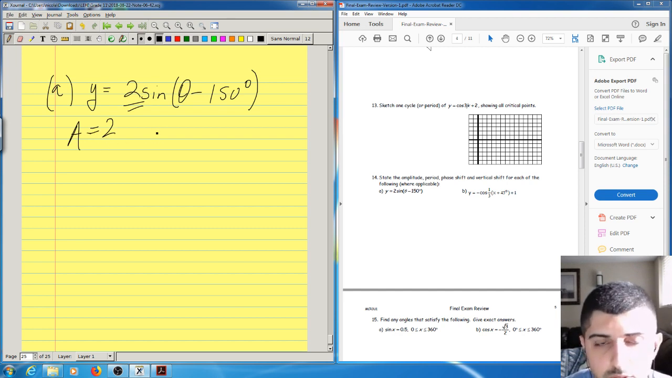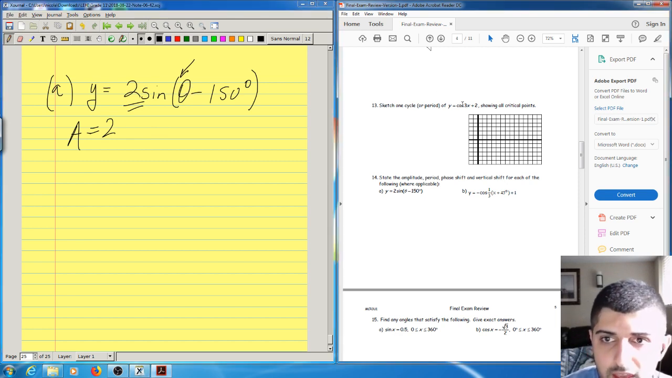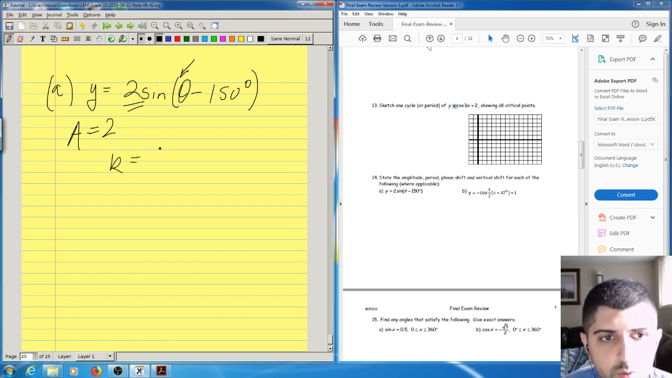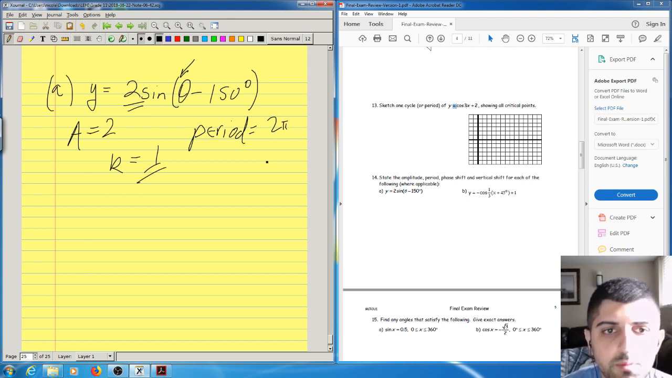Period. How do I get the period? Well, I have to look at the multiple in here, the k factor. The k factor in the last question was 3. If there is no number present, it's basically 1, right? So k equals 1. Now there's an equation for period. Period is 2 pi, or 360, over k. But k is 1, so this is 2 pi over 1, which is 2 pi. So the period is 360 degrees, or 2 pi.